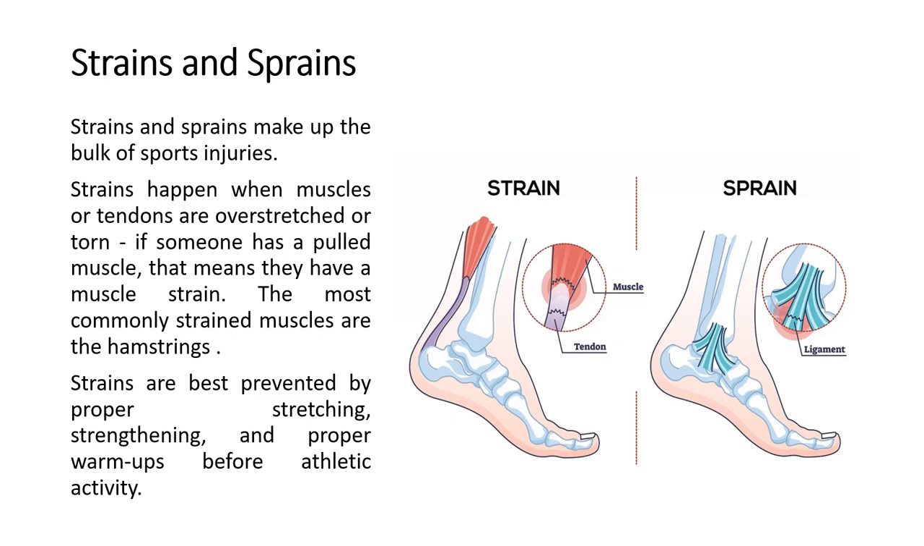Strains and sprains will be the first set of common sports injuries that we will take a look at. Strains and sprains make up the bulk of sports injuries. Strains happen when muscles or tendons are overstretched or torn. If someone has pulled a muscle, that means they have a muscle strain. The most commonly strained muscles are the hamstrings. Strains are best prevented by proper stretching, strengthening, and proper warm-ups before athletic activity.